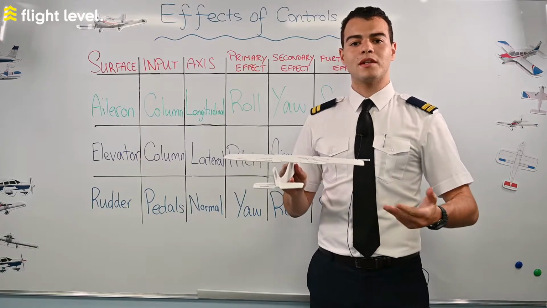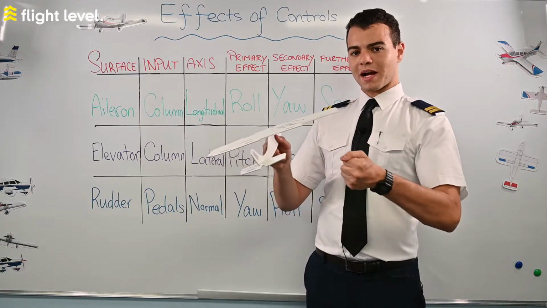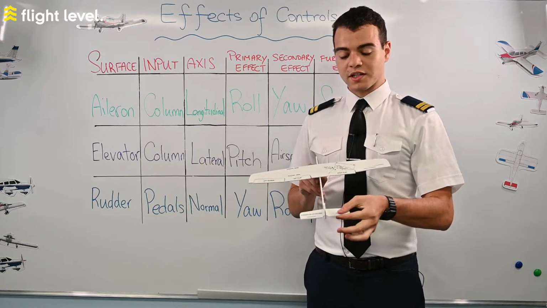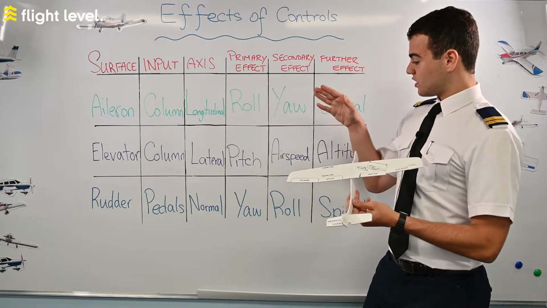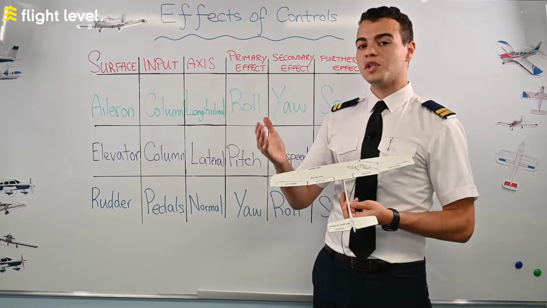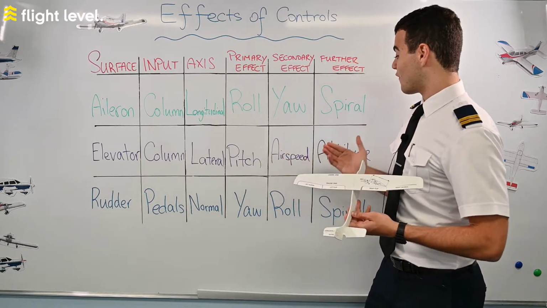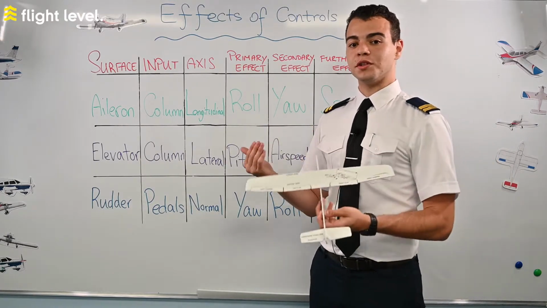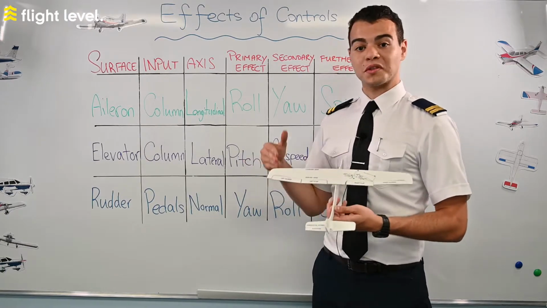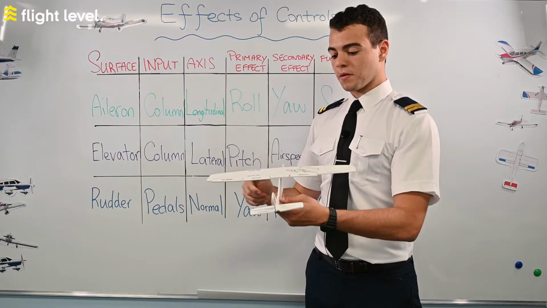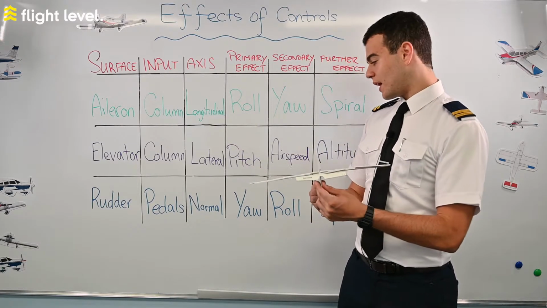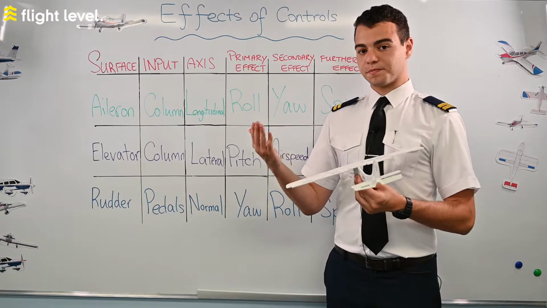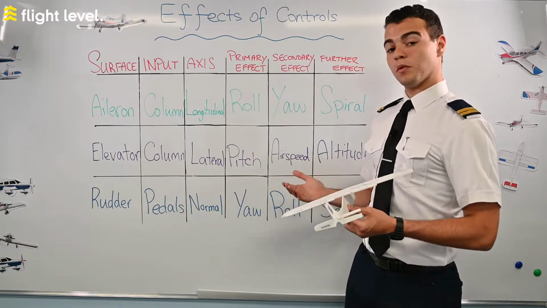So let's say we wanted to pitch up. We'd pull back on the control column. The elevator would move up. The plane would pitch up. Secondary effect is we'd lose airspeed. And the further effect is we'd increase altitude. Vice versa, if we want to pitch down, we push the control column down. Elevator moves down. So we're pitching down now. Airspeed will increase and altitude will decrease.